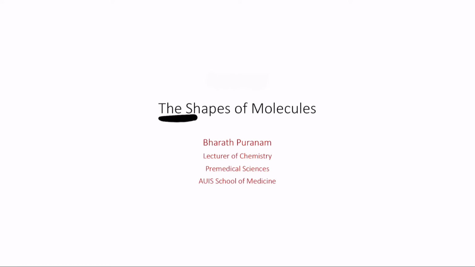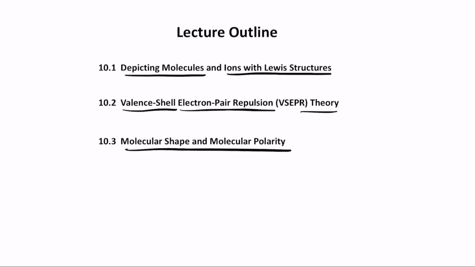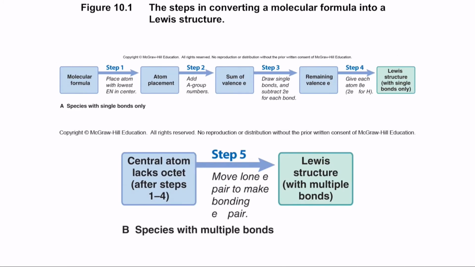In this chapter, let's talk about the shapes of molecules. In this lecture, we'll talk about how to depict molecules and ions with Lewis structures, Valence-Shell Electron-Pair Repulsion theory, molecular shape, and molecular polarity. Let's start with the first one.